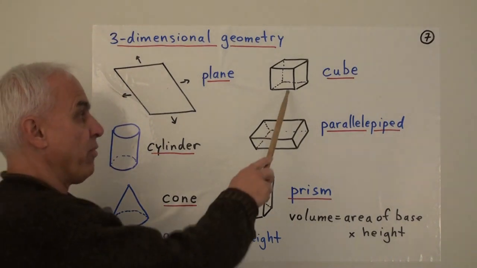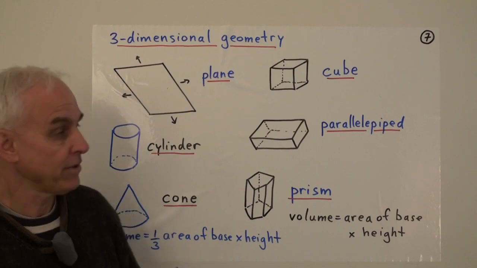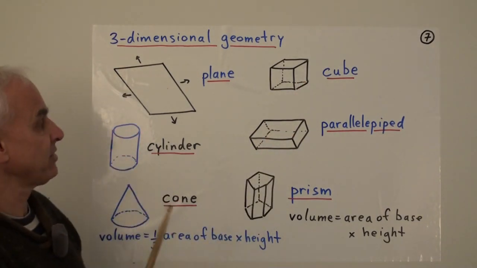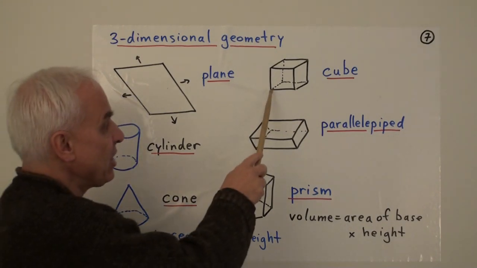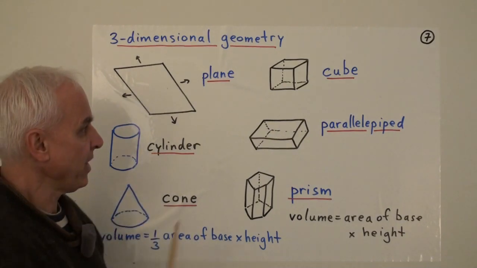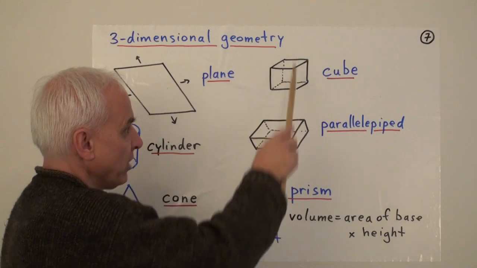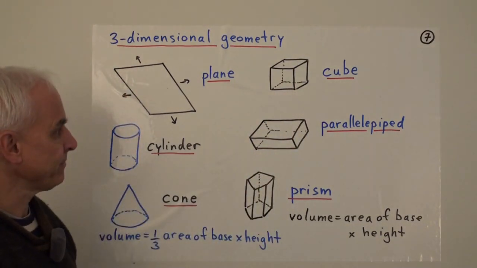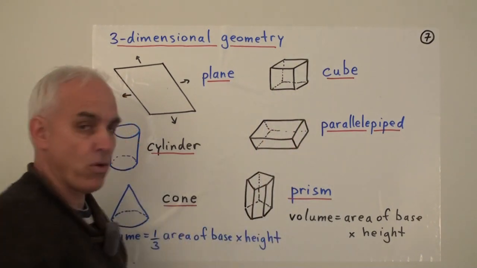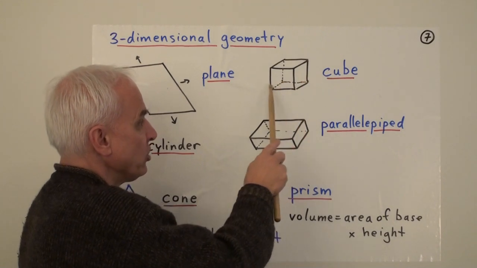For example, a cube, which is the analog of a square. So a cube is a three-dimensional object which has equal faces. Each face is a square. You can see that there are 6 faces, 4 in the middle, 1 on top, 1 on the bottom. There are 8 vertices or corners, and there are 12 sides or edges.